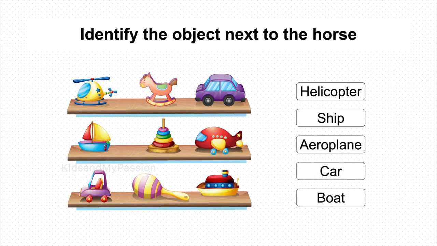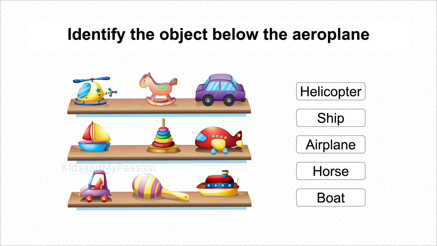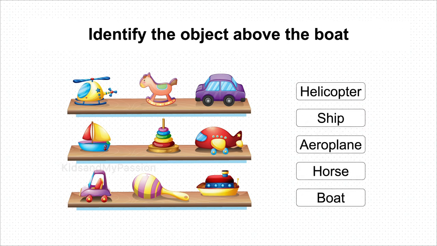Kids, now you need to identify the object next to the horse. Yes, that's a car. Now, identify the object that is below the aeroplane. Yes, it's a ship. Now, identify the object above the boat. Yes, it's helicopter.